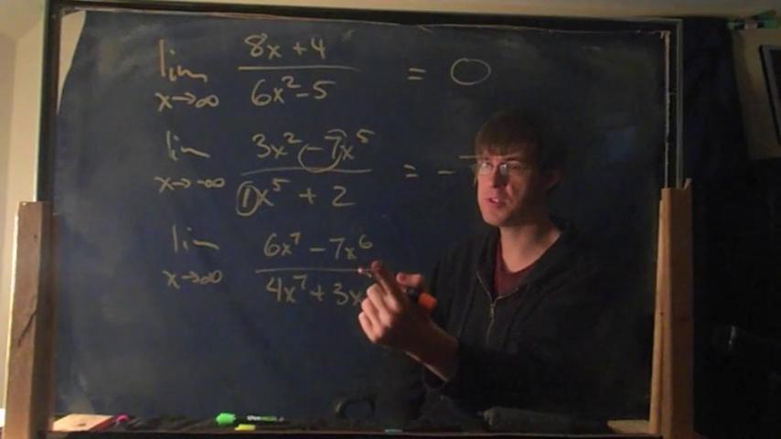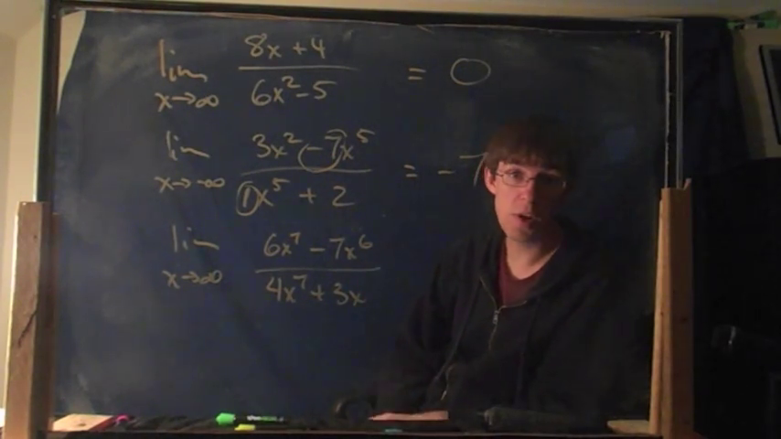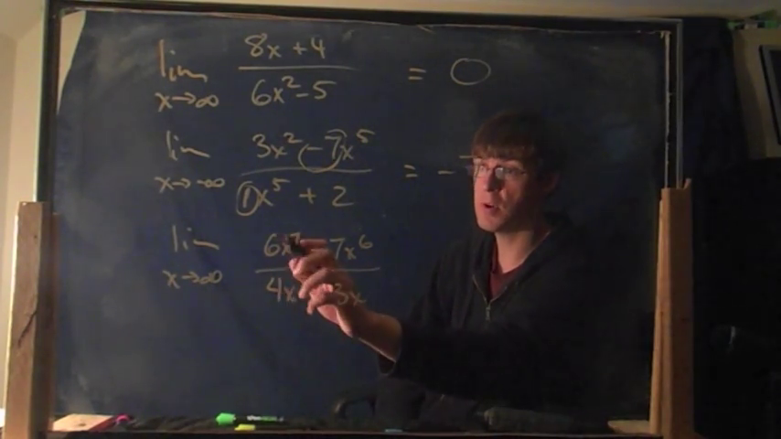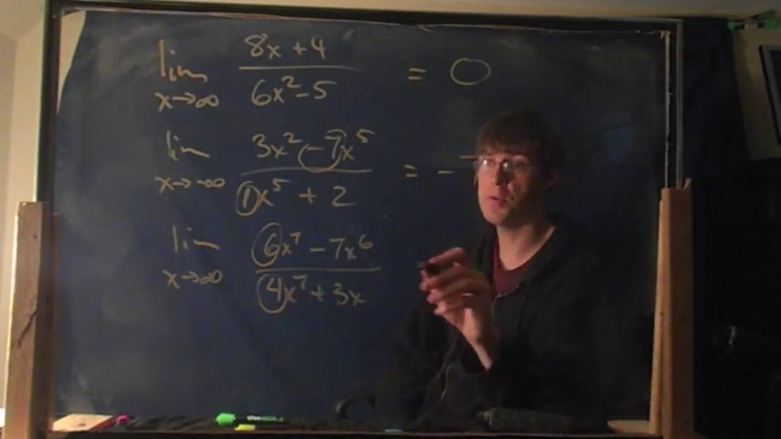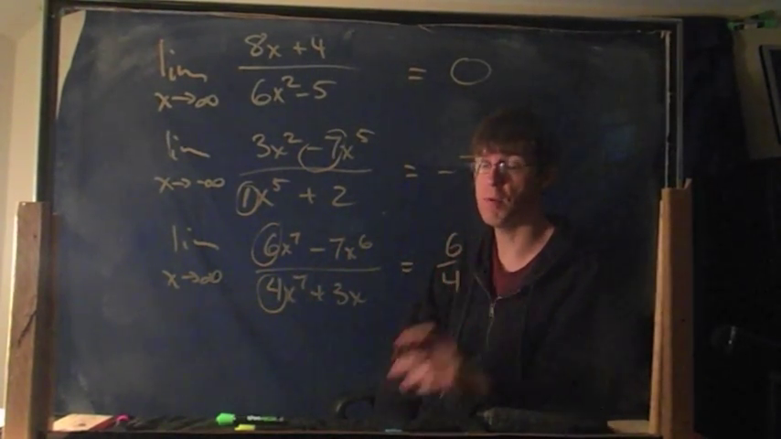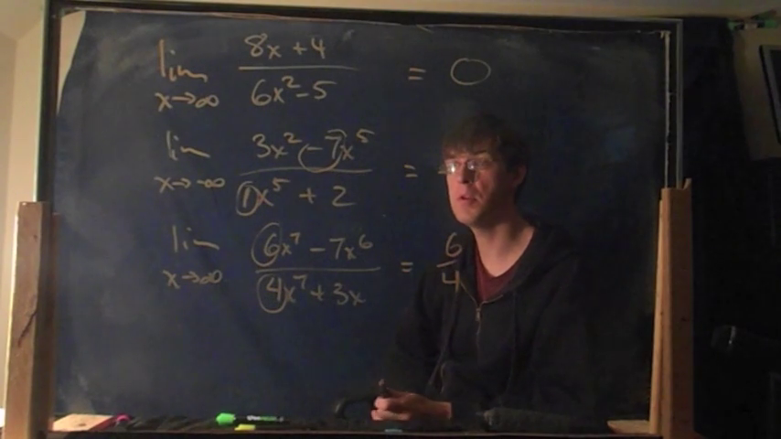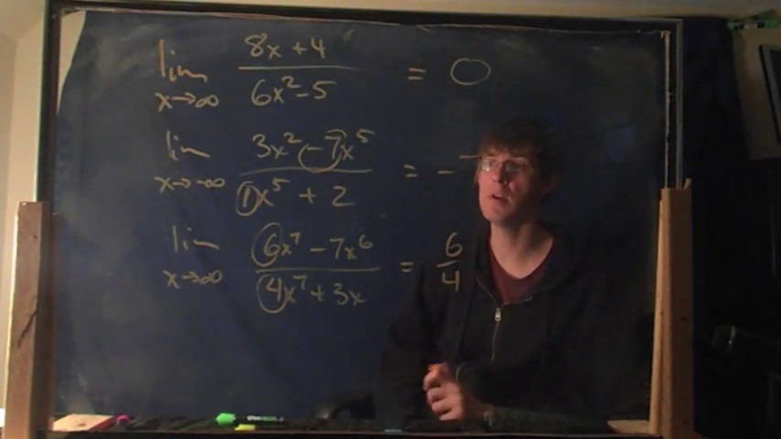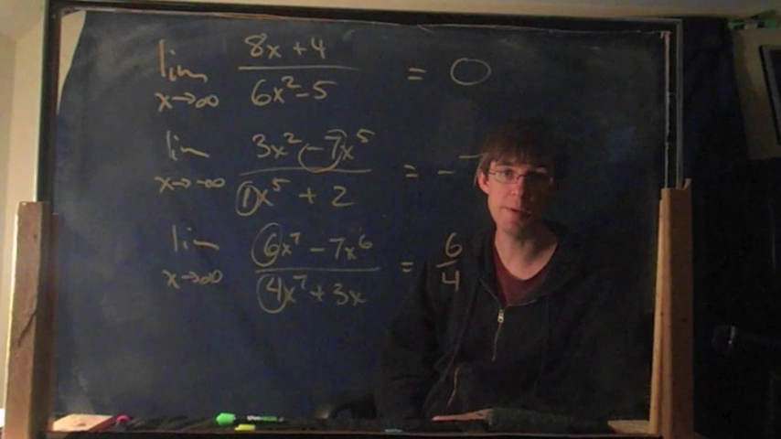All right. How about this one? Again, the degrees are equal here. They're both degree 7. So the ratio of those coefficients is 6/4. There you go. Once you know the trick, you can say the answer immediately. Pretty good, huh?